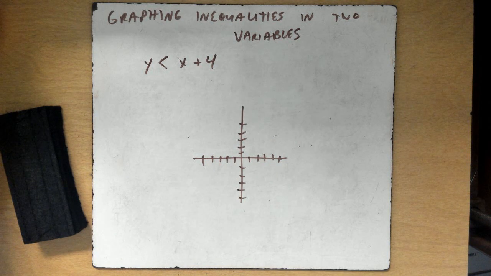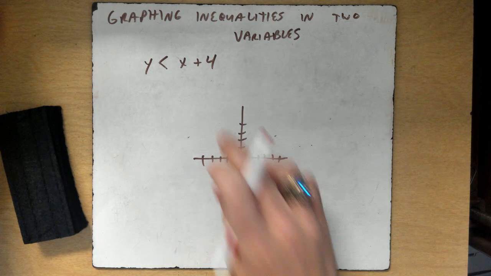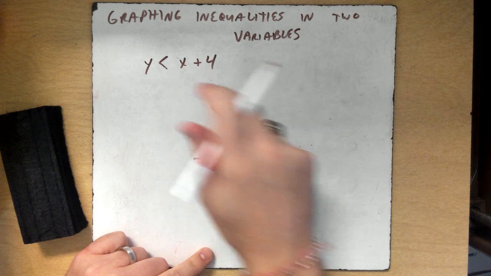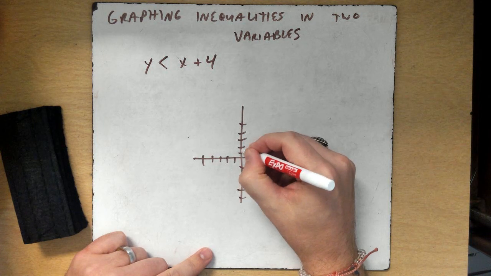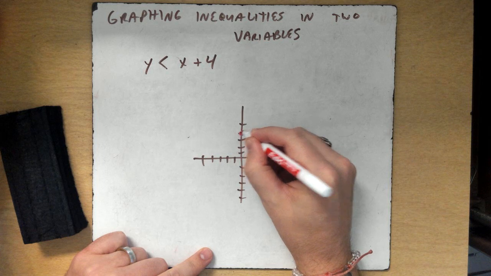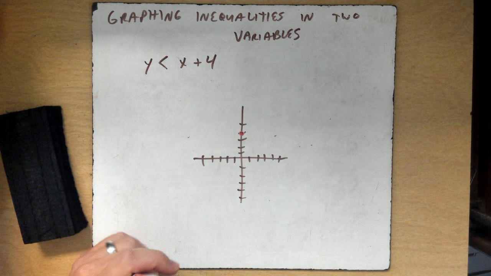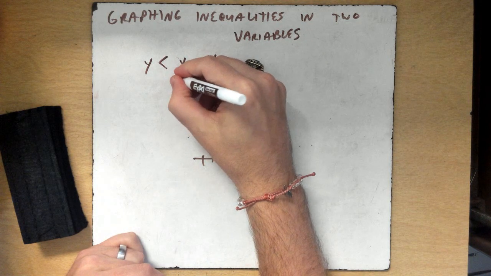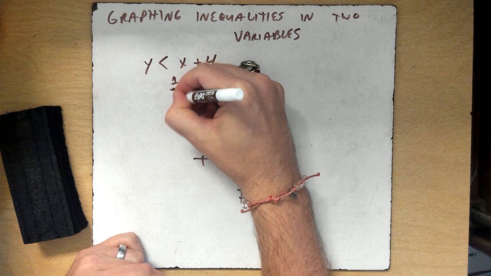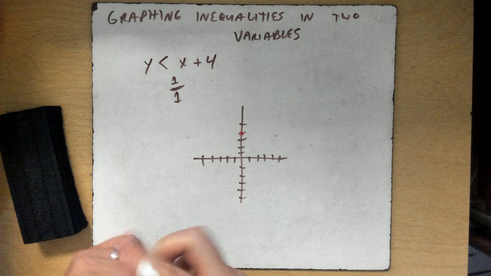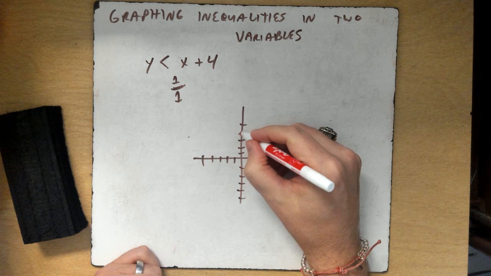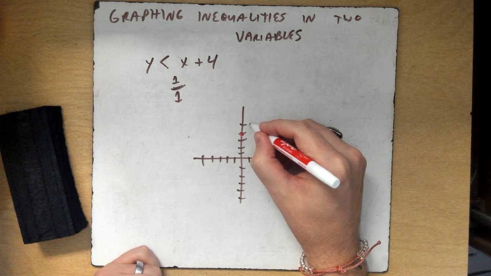Alright. So, first step, the y-intercept is at 4, right? So I'm still going to count at 4 on my y. So 1, 2, 3, 4. There's my point. I have x by itself, so I know my slope is 1 over 1, right? So for my slope, I count up 1, to the right 1.